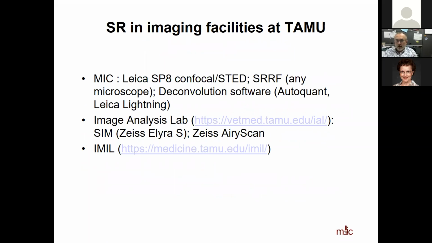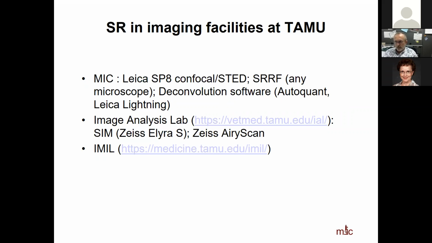So, there are some super resolution microscopes in imaging facilities at A&M. And of course, there are a number of other super resolution microscopes in individual labs, but I only know of a couple, so that's why I'm mostly just mentioning the facilities. Our center has the Leica confocal system with STED super resolution. I'll also be mentioning the SRRF super resolution, which you can do on any microscope, and we also have deconvolution software for wide field as well as confocal images.